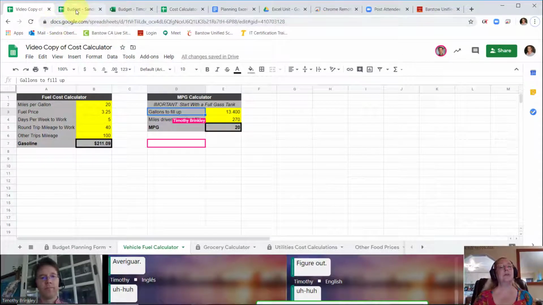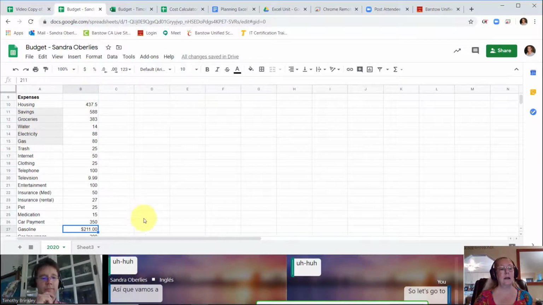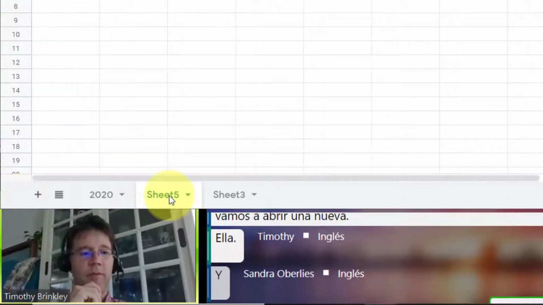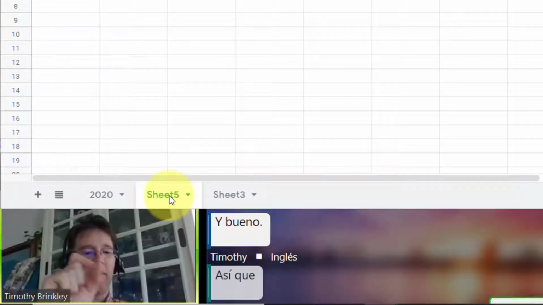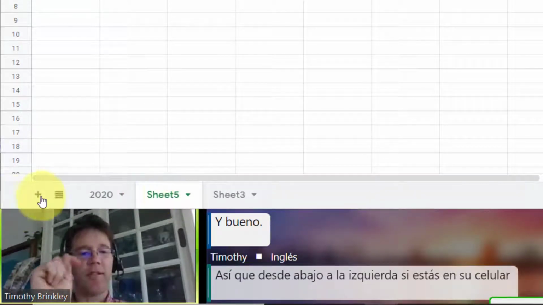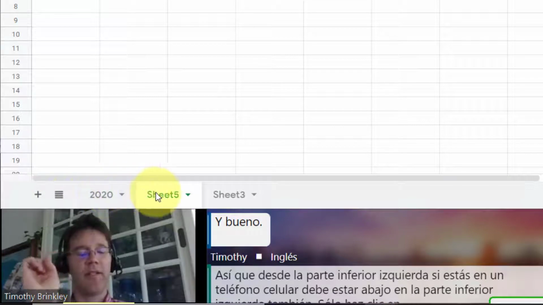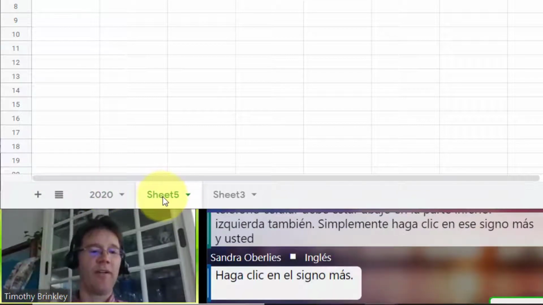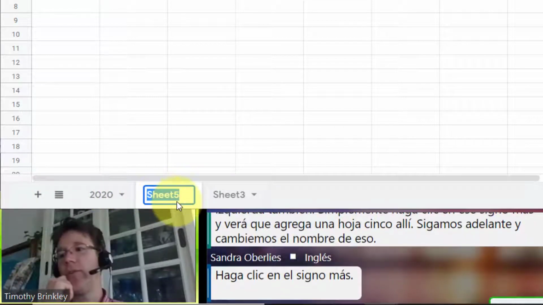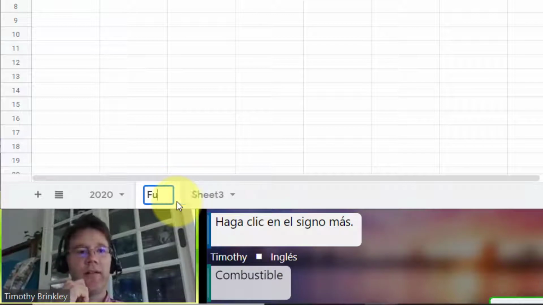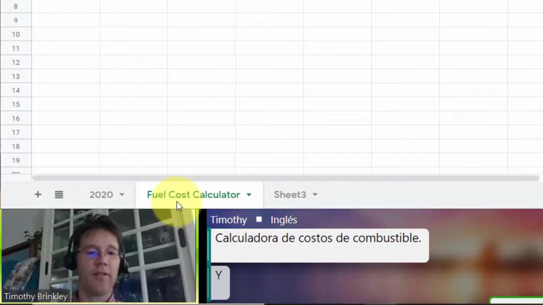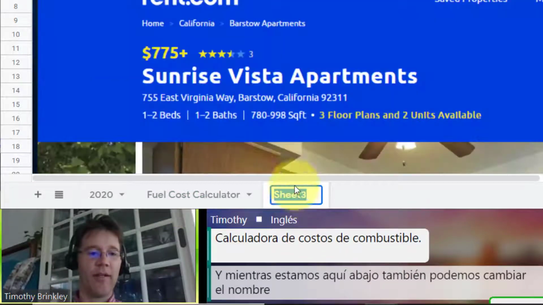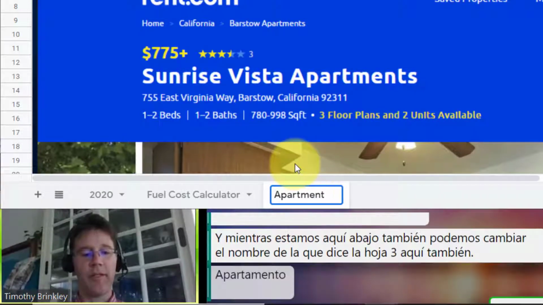So let's go back to your budget spreadsheet and let's open up a new one. So in the bottom left, if you're on a cell phone, it should be down in the bottom left as well. You'll just click on that plus sign. Click on the plus. And you'll see it adds a sheet 5 there. Let's go ahead and rename that fuel cost calculator. And while we're down here, we can also rename the one that says sheet 3 here to apartment pictures.